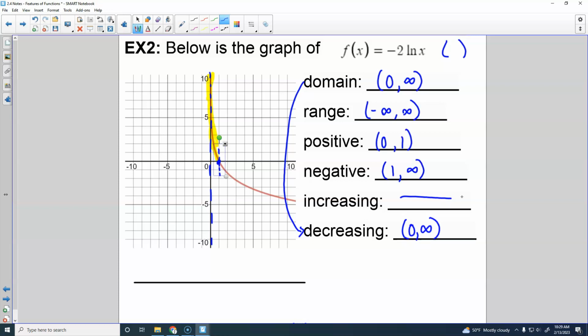Yes. Logs and exponentials will not have that, but rational functions will. All right, questions?